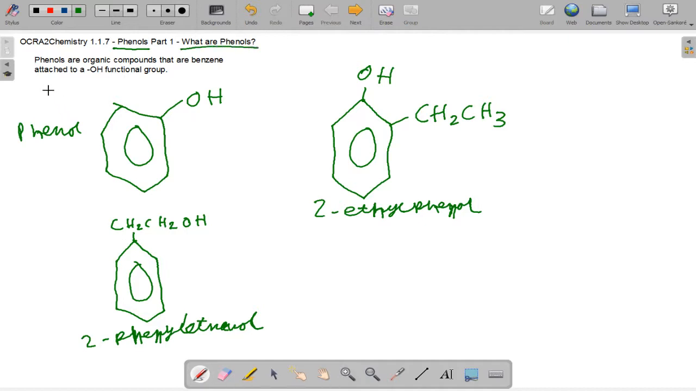So, what are phenols? Phenols are organic compounds that are benzene rings attached to an OH functional group. So one of the hydrogen atoms has been replaced by an OH group. And they are also slightly soluble in water because of oxygen's lone pairs.